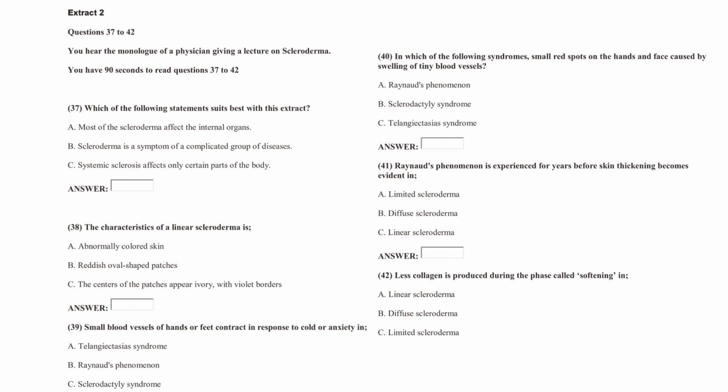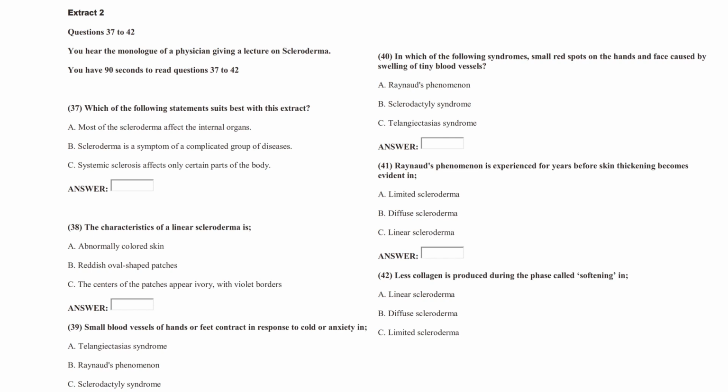Well, scleroderma is a symptom of a complicated group of diseases caused by an abnormal growth of connective tissue that supports the skin and internal organs. This disease is also termed systemic sclerosis. Scleroderma literally means hard skin, derived from the Greek words sclerosis, meaning hard, and derma, meaning skin.